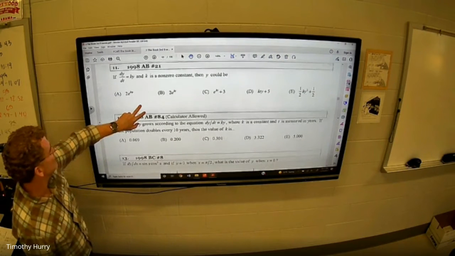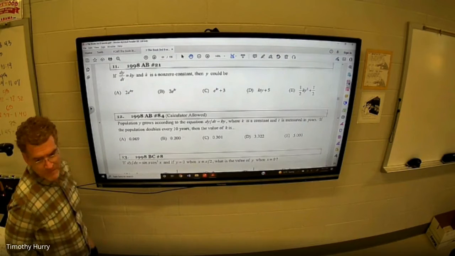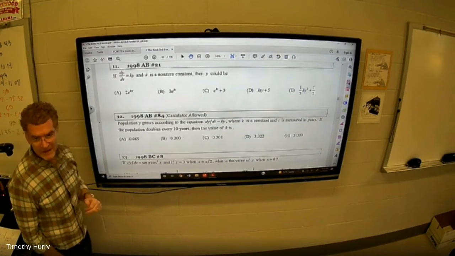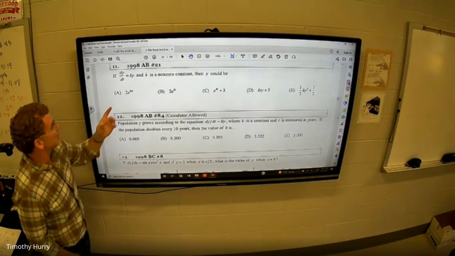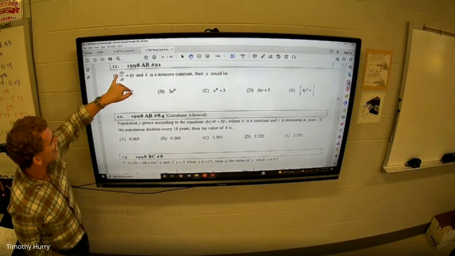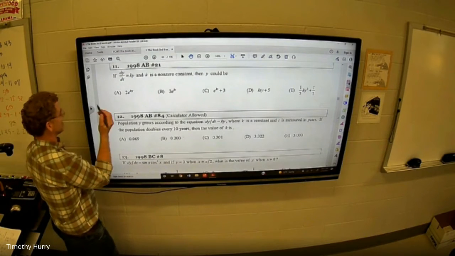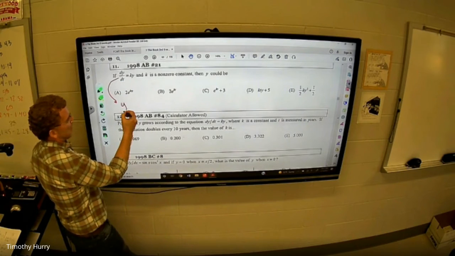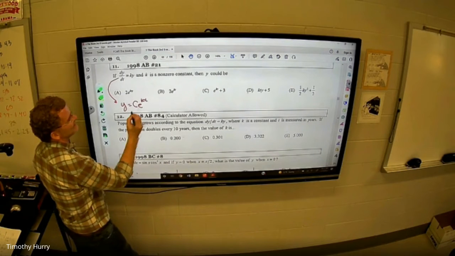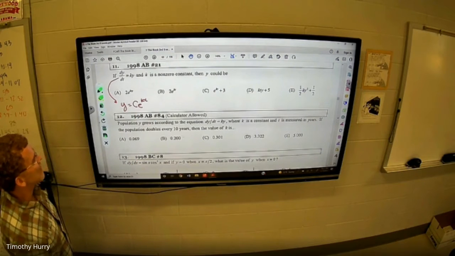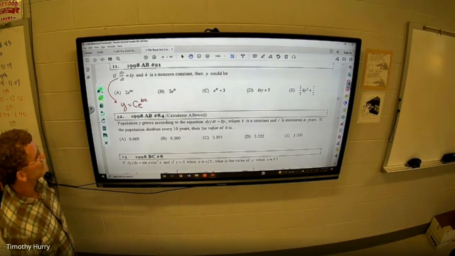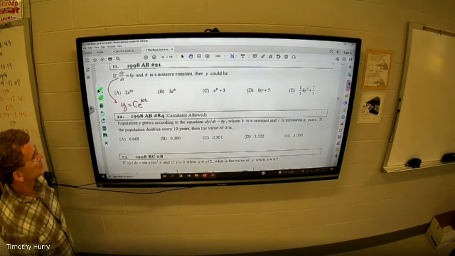dy/dt equals ky. What do I see there? The rate of change of y is proportional to the amount of y. If it was x, I couldn't do this. But because of that y and dy, I can skip the process and jump straight to y equals ce to the kt. It says k is a non-zero constant. If k is a non-zero constant, then y could be equal to what? What could y be equal to?